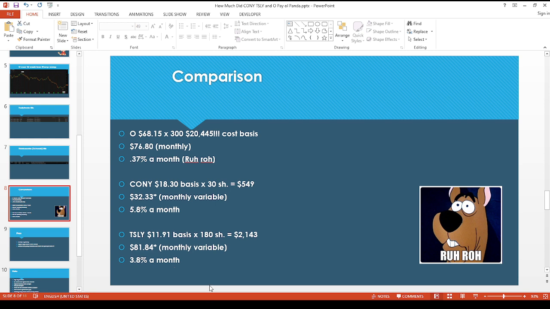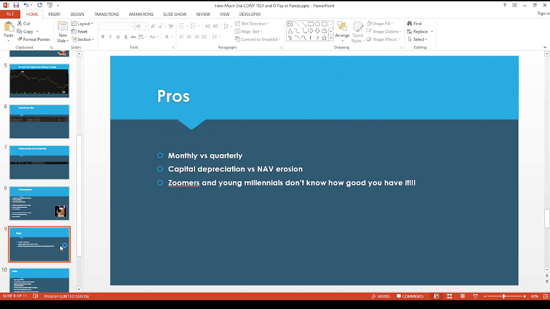Now, of course, this might not always be the case, but so far, Realty Income isn't looking so good right now, especially with this cost basis. So TSLY is paying me about 3.8% a month. So I think that's pretty good. Well, for now, of course.